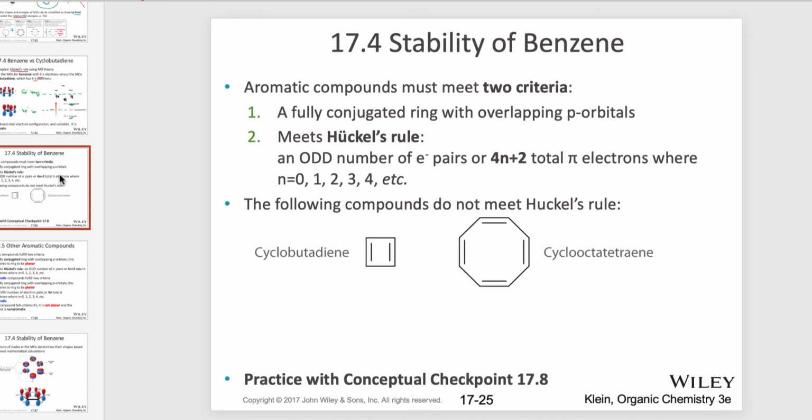So here it is summarized. Aromatic compounds must meet 2 criteria: a fully conjugated ring with overlapping p orbitals. That means they need to have the geometry so that they all align. So we had seen this with, let's say, butadiene, right? So we see the similarities, but we also now need to understand that this overlap is only possible when this is planar. Overlapping p orbitals means it must be planar.